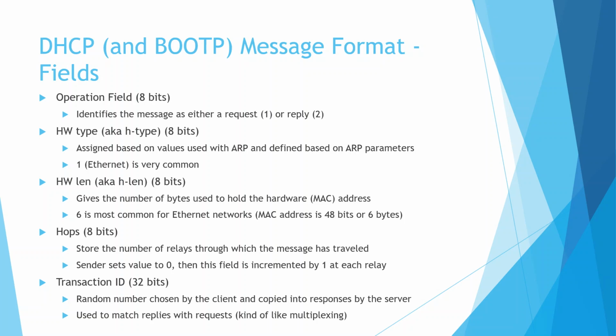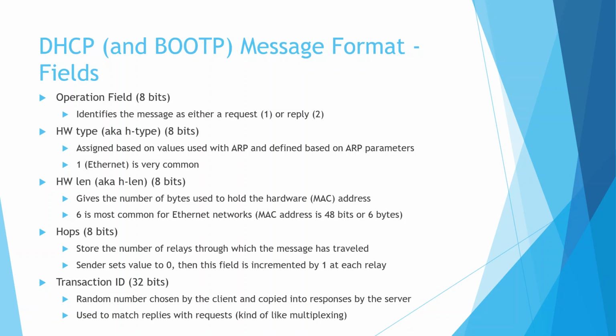So looking at the different fields that are going to be in the DHCP message format, we have the operations field, which is going to be 8 bits or 1 byte. This determines whether this is a request or a reply. A request is going to have a value of 1, and a reply is going to have a value of 2.